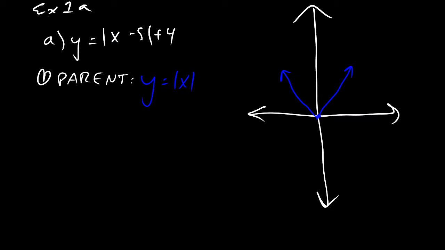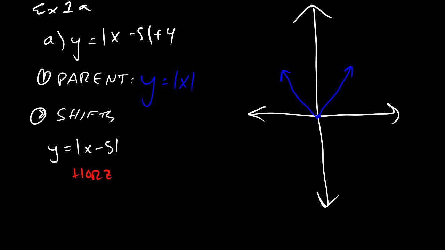Alright, so what is step 2? Now we need to find our shifts. The first thing we're going to look at is our inside. What is attached to our x? A negative 5 is attached to our x. So what does that mean? If it's attached to our x, we know it's a horizontal shift.